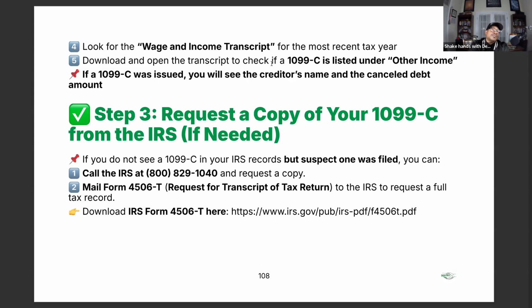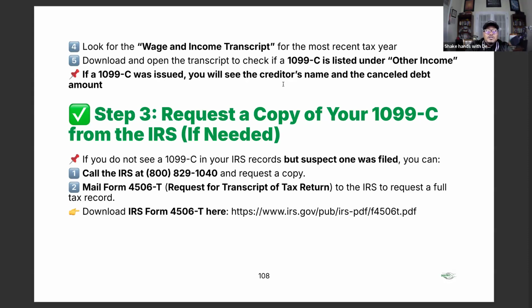So if you're unsure when that charge off was, just go back, because you want to go back probably 2 years, maybe 3 years, just to see what year it could have been. I would check from your present year and go back a couple of years, okay? And then you want to of course download that transcript, check the 1099-C to see if it's listed under other income, okay? If the 1099-C was issued, you'll see the creditor's name on there. So if it was Verizon Wireless, you're going to see Verizon Wireless on there.